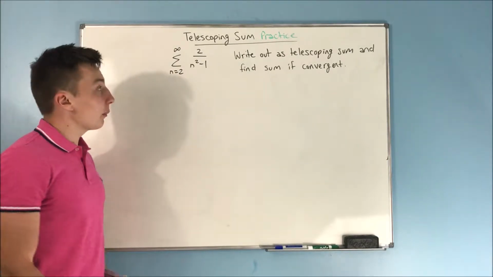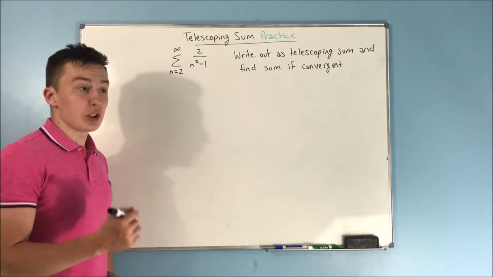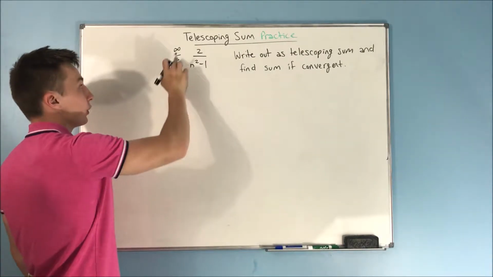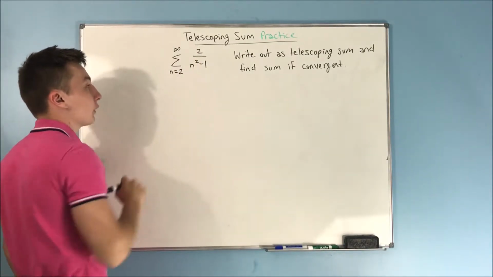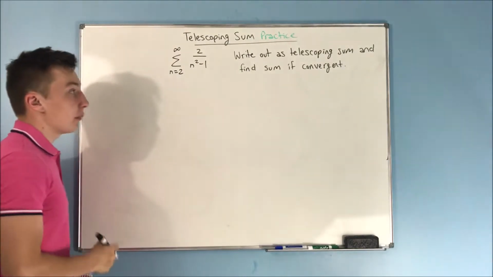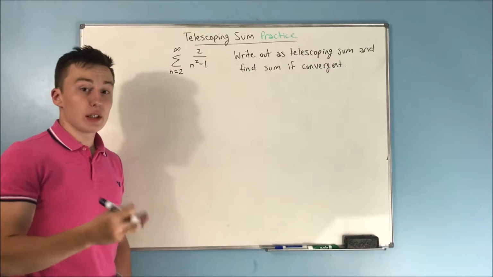Alright, so in this video we're going to be doing some practice with telescoping sums. So we have this series up on the board. We have the sum from n equals 2 to infinity of 2 over n squared minus 1. And we want to write this out as a telescoping sum and find that sum if it is convergent.